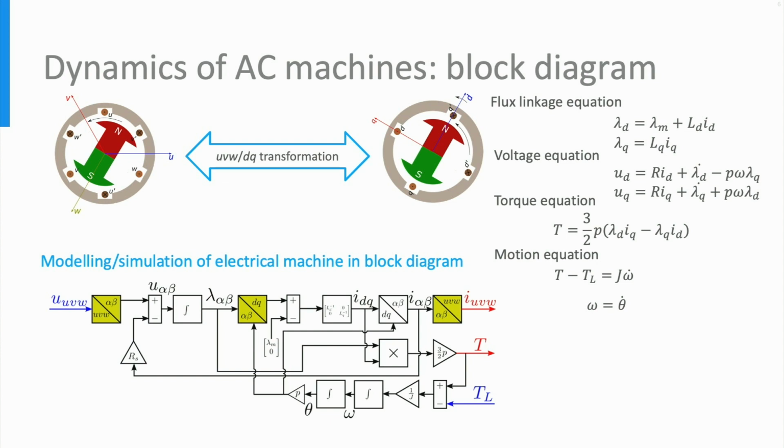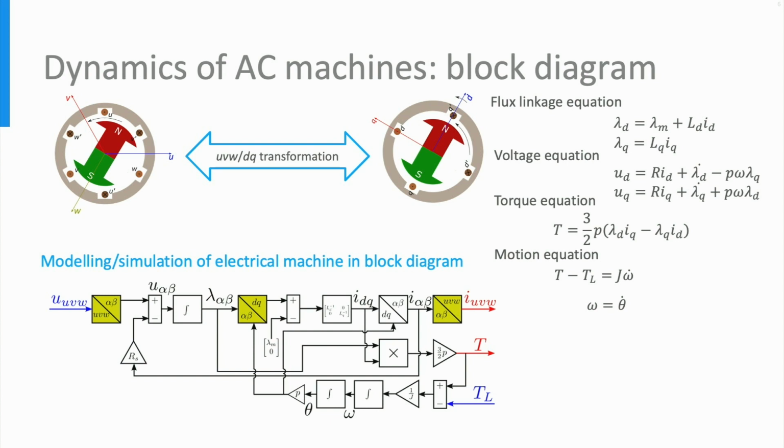Then, the flux linkage in alpha beta is derived by taking the integral of the voltage. Then it's transformed to the dq equivalence with the rotor position information. Then current in the dq reference frame is obtained by applying the flux linkage equation. The torque can then be calculated from the dq flux linkages and dq currents.